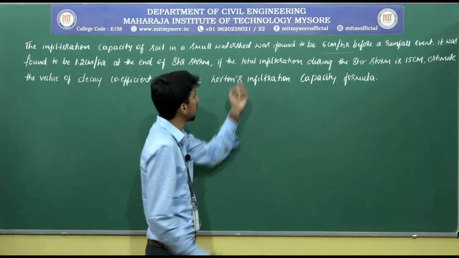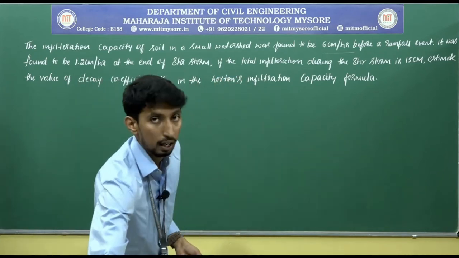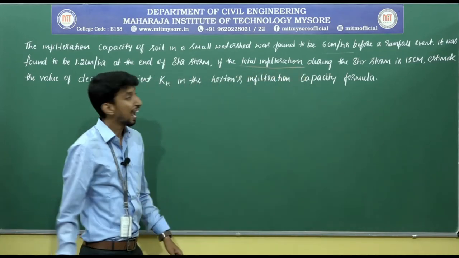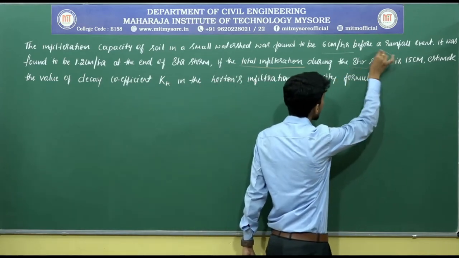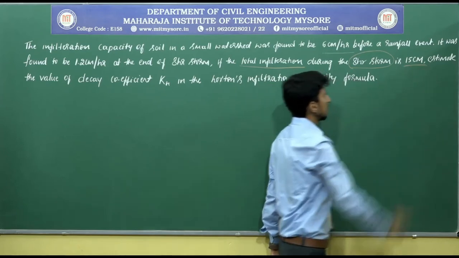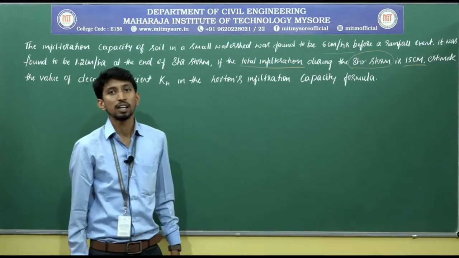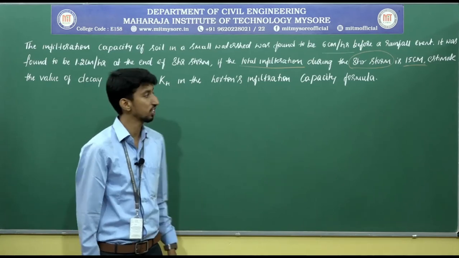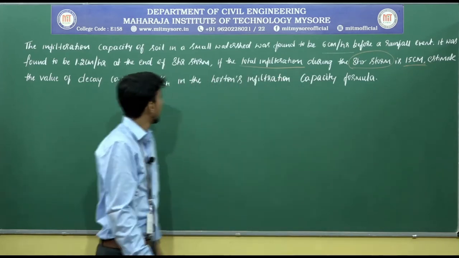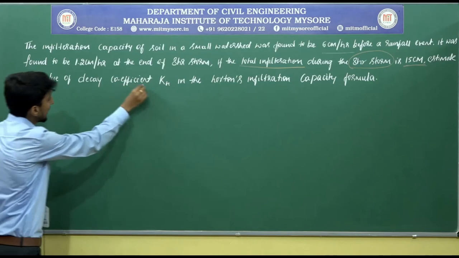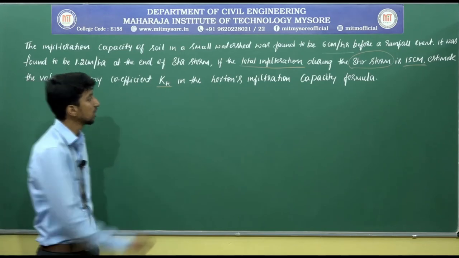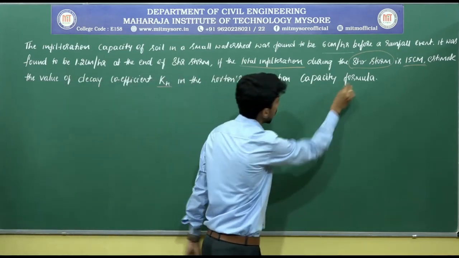If the total infiltration during the 8-hour storm is 15 centimeter, estimate the value of the decay coefficient Kh. Here we need to find the value of Kh by using Horton's infiltration capacity formula.